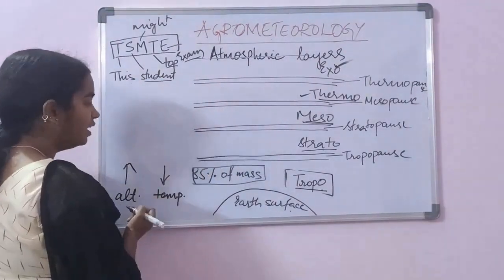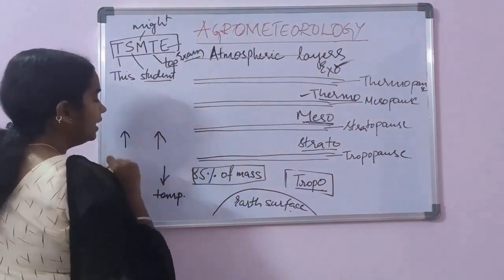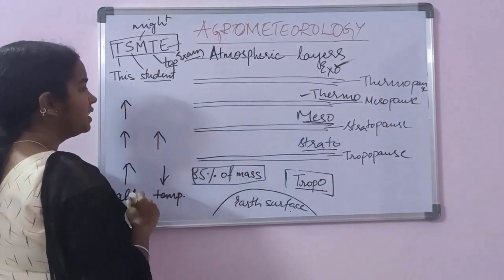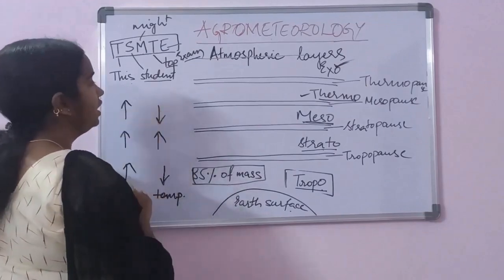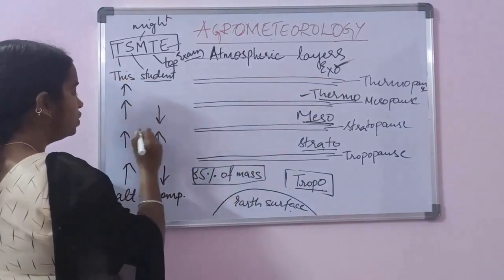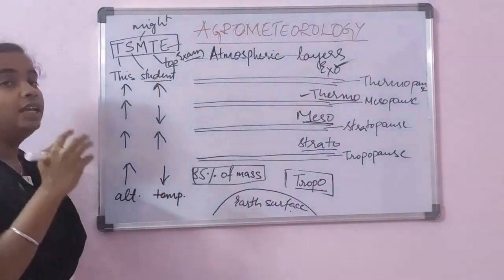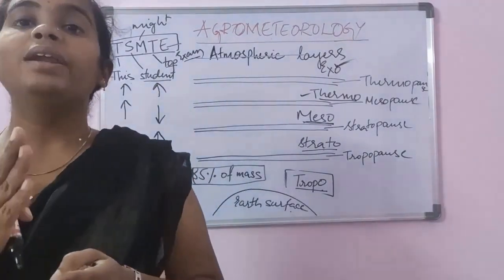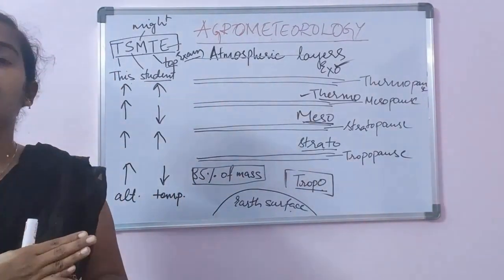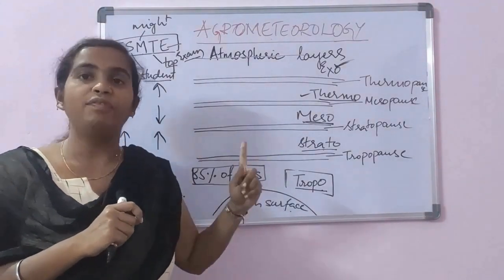So the second layer, stratosphere, as there is increase in the altitudes, the temperature goes on increasing. Again, when you go up for the mesosphere, as there is increase in the altitude, there is again reduction in the temperature. And for the final layer, thermosphere, as there is increase in the altitudes, the temperature again goes on increasing. Likewise, you can remember there is first decrease, then increase, then decrease, again increase. That is the sequence of remembering for the temperature variation in the different layers.